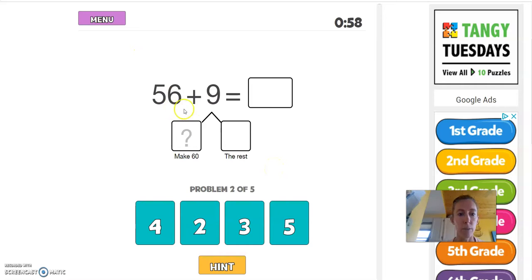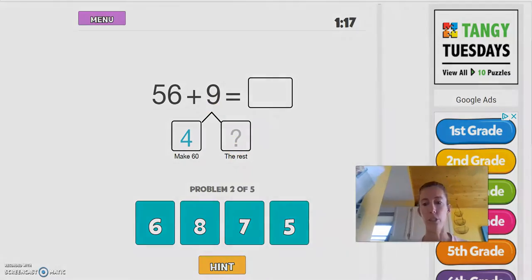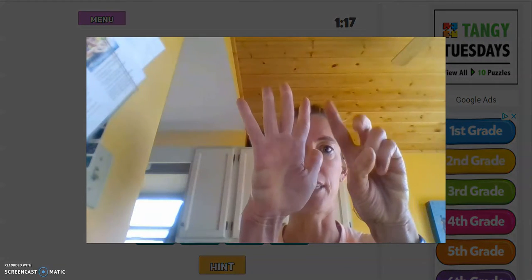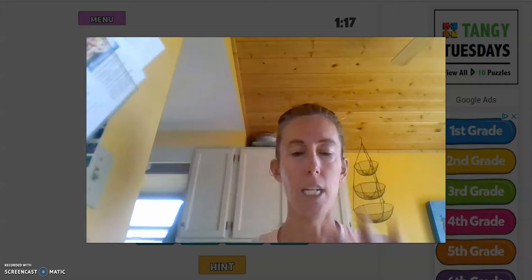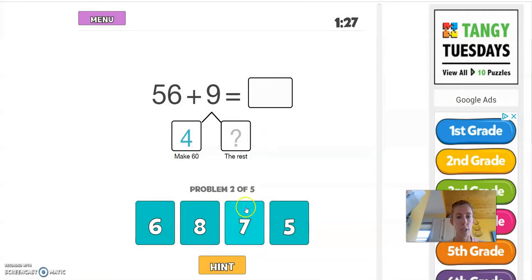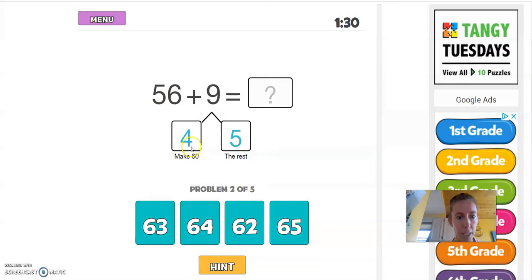So 56, we need to make it to the next tens number, not 50, but 60. And I know 6 and what make 10? 6 and 2 do not make 10. 6 and 3 do not make 10. 6 and 4 do make 10. There it is. But if I take 4 off of 9, how much do I have left? So again, I have 5, 6, 7, 8, 9. If I take 4 off of 9, I'm left with 5. So I need to put that 5 there. 56 and 4 is 60, the next tens number, and 60 and 5 is 65.